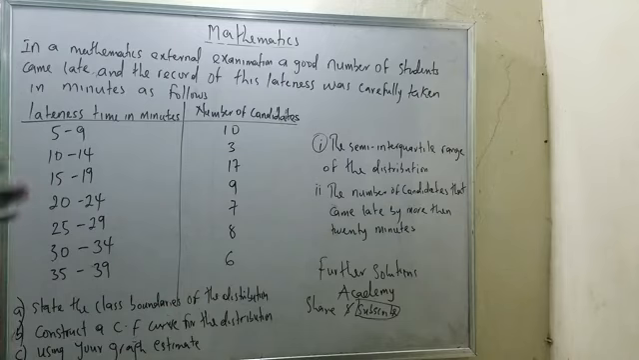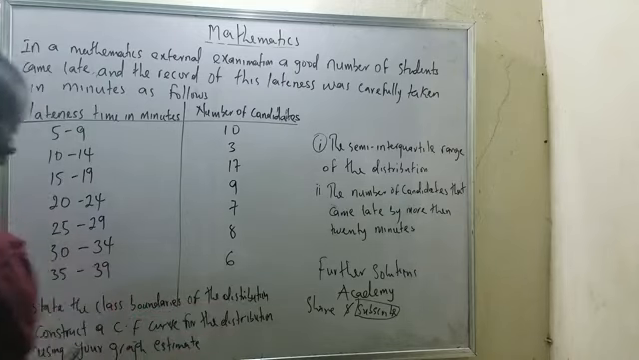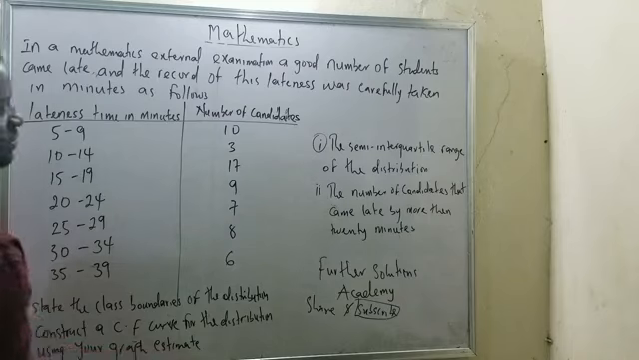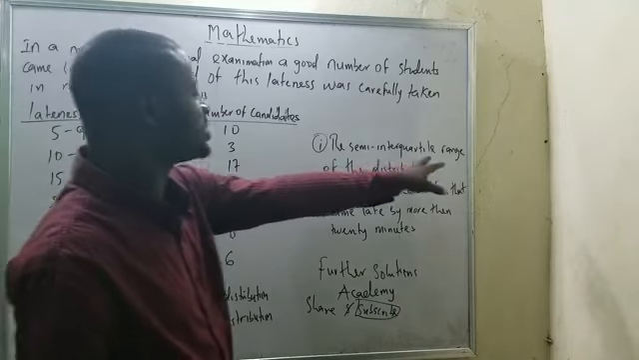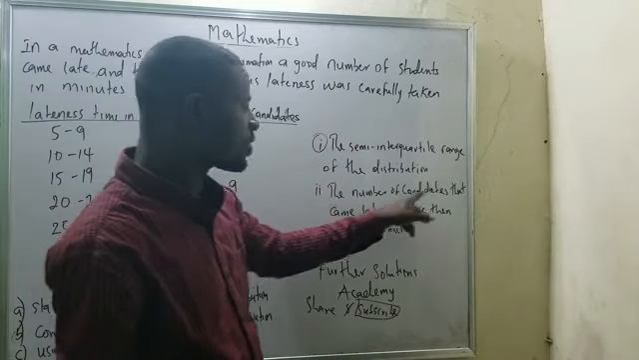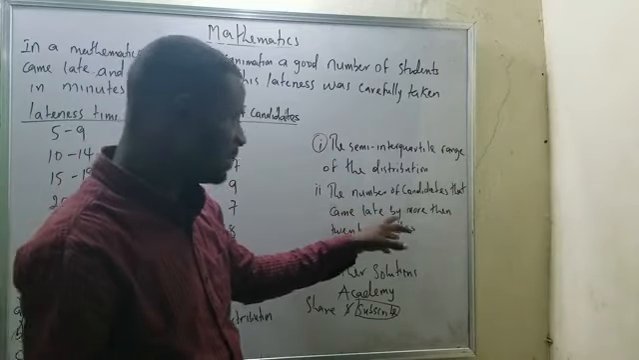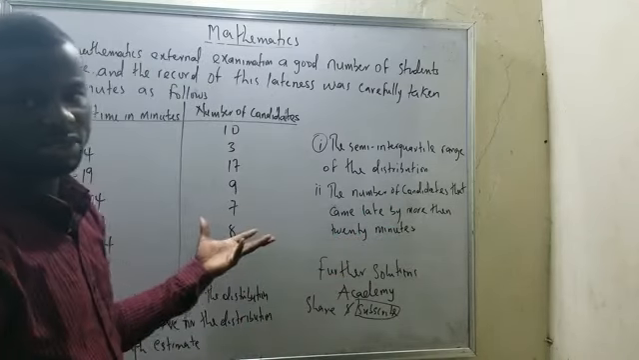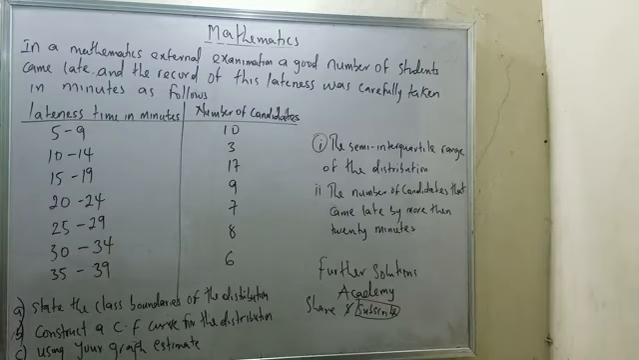Now, that is the table. A: State the class boundary of the distribution. That is question number 1. B: Construct a cumulative frequency curve for the distribution. Use your graph to estimate first the semi-interquartile range of the distribution. The second one, the number of candidates that came late by more than 20 minutes. Please make sure you write these questions down.